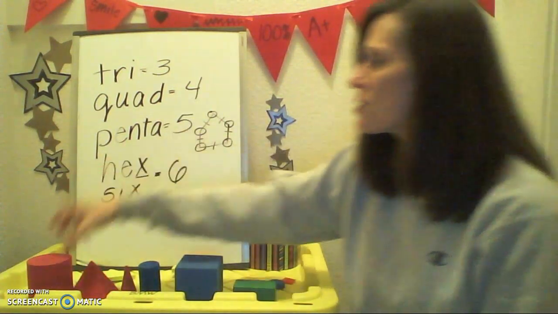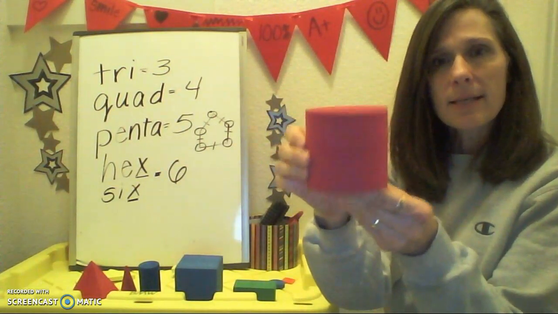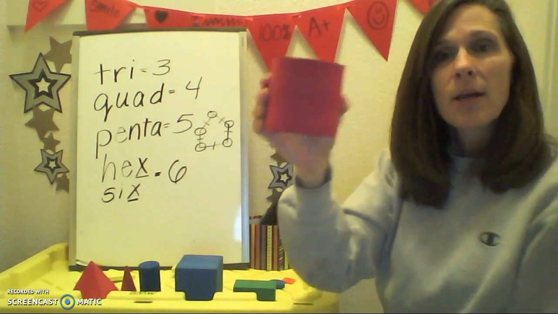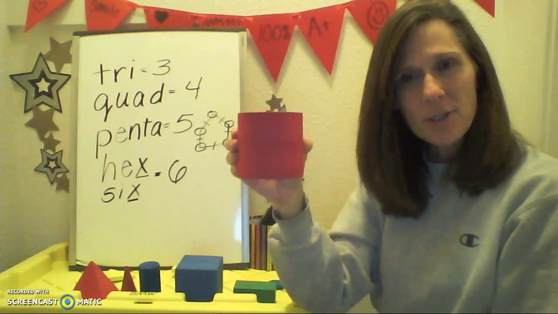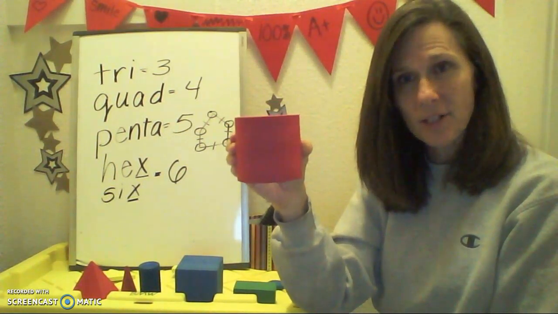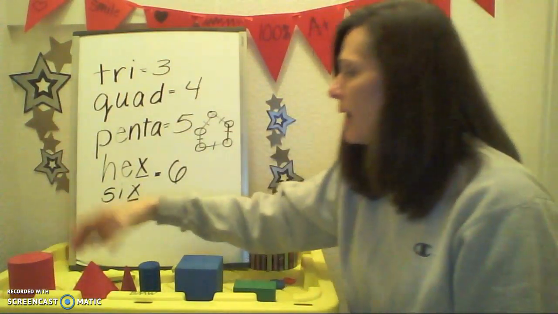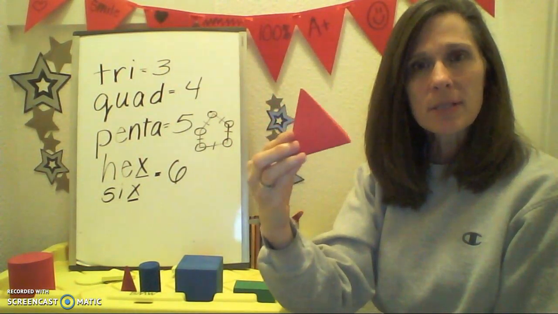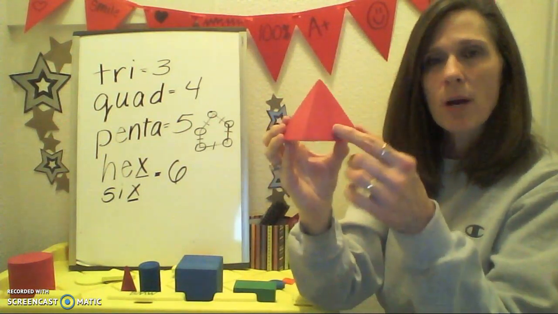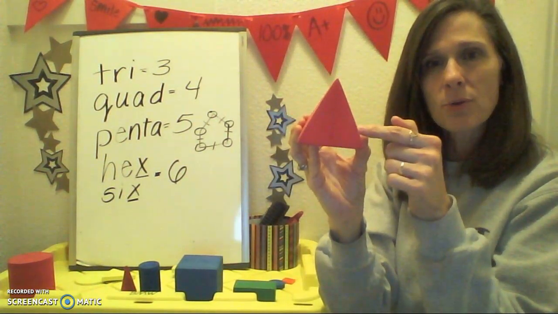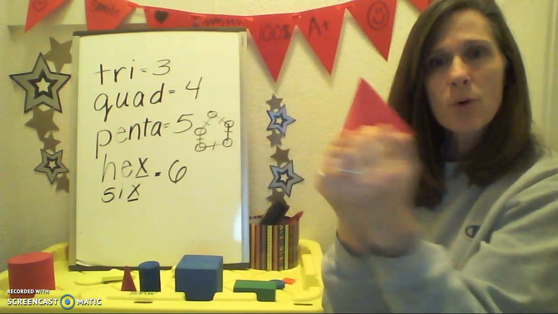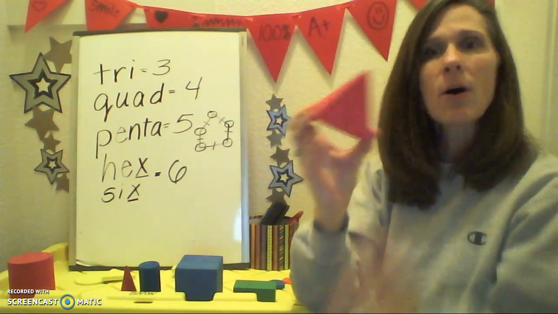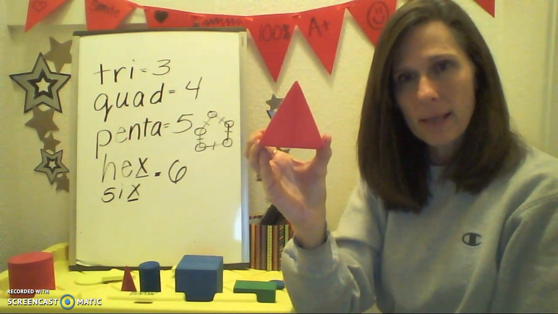Okay, so the first one I have here looks like this. We've got a circle on the bottom and a circle on the top. You might know what this is called. I hope you do. This is called a cylinder. Okay, and the next one that I have here has some triangles on each side. Four triangles, 1, 2, 3, and then of course one in the back, 4, and a square on the bottom, and we would call this a pyramid.